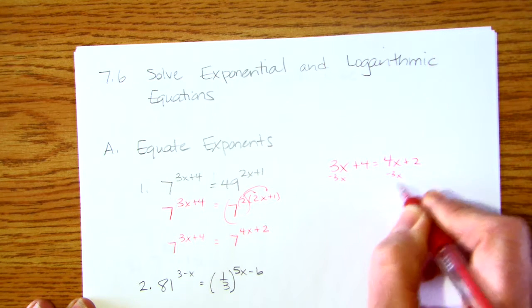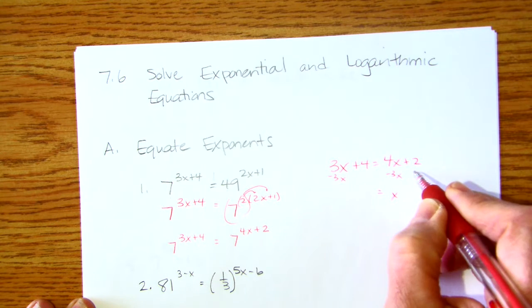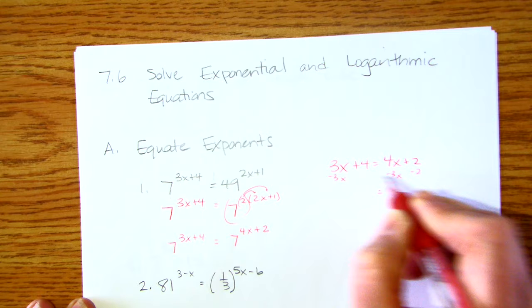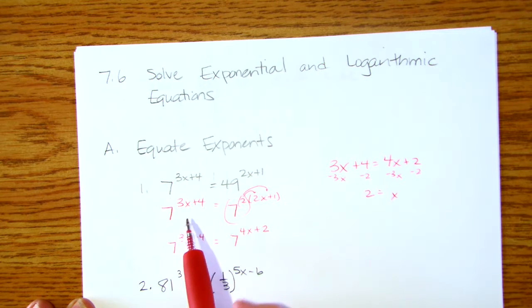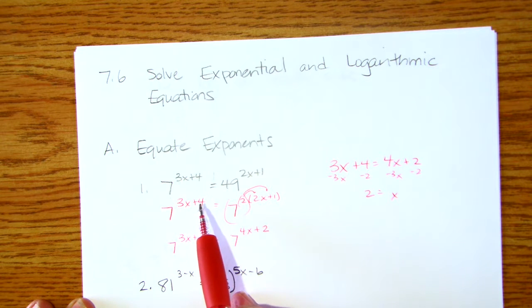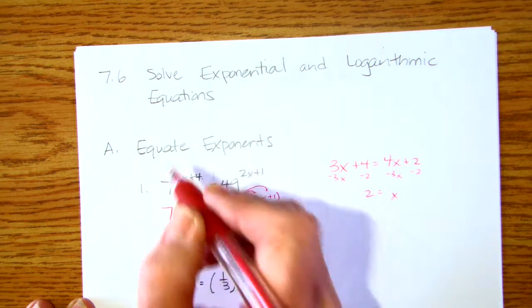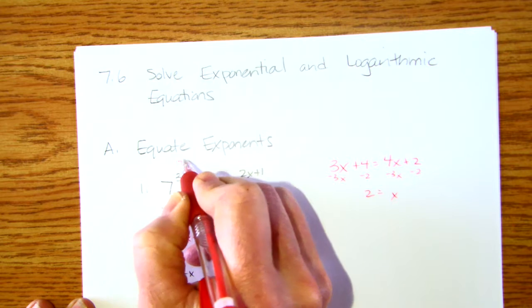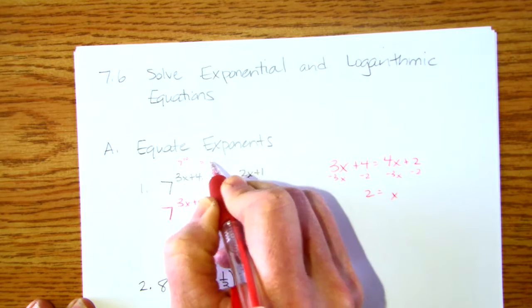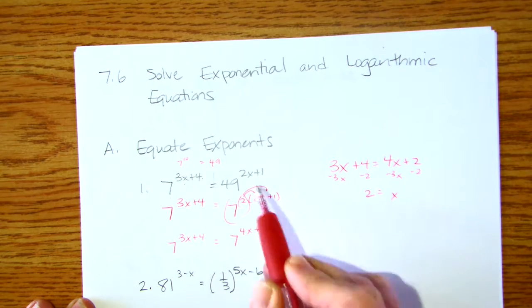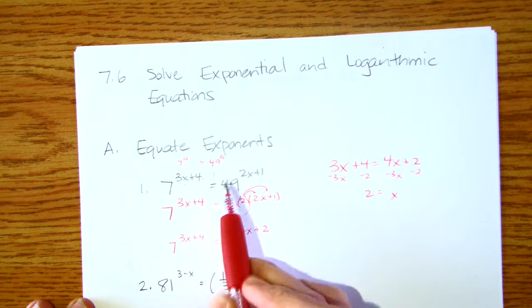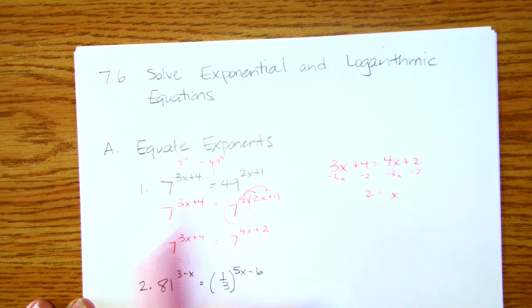Subtract 3x from both sides, you get x. Subtract 2 from both sides, you get 2. x equals 2. And you should and could go back and verify that. 7 times 2 is 6, 6 plus 4 is 10, so that'd be 7 to the 10th. And on this side, you'd have 49 to the 5th. And certainly, 7 squared raised to the 5th would be 7 to the 10th. So that checks.